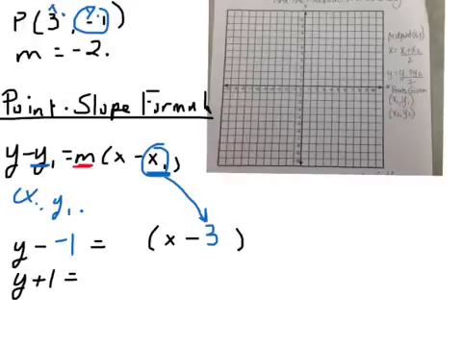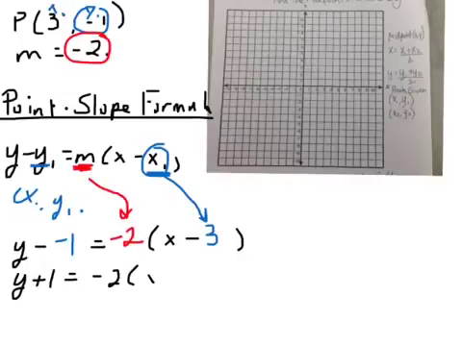The only thing I haven't plugged in yet is the slope. m is -2. Remember, slope goes right there in front of the parentheses with the x term in it. So we clean this up a little bit and get y plus 1 is -2 times (x minus 3). Now, this is the equation. It didn't actually tell us to write the equation, I just went ahead because it's a good time to talk about the point-slope formula.